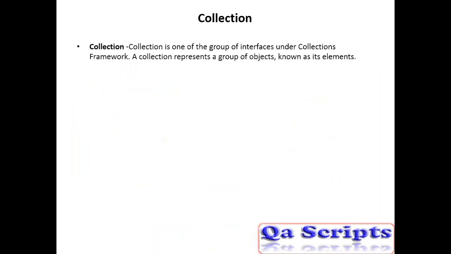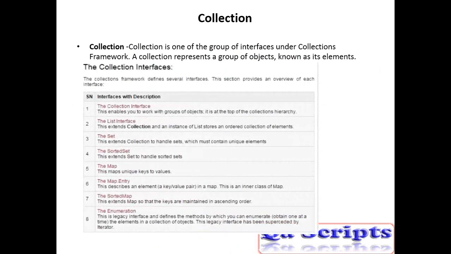Now let's look at the collections. Collection is one of the groups of interfaces under the collection framework. Collection is one interface. It has a lot of unimplemented methods or empty methods inside it. Let's see the different unimplemented methods we have inside the collection framework as well as the collections interface. Here are the collection interfaces. It has set, sorted set, map, map.entry, sorted map. So these are all the different kinds of interfaces we have.